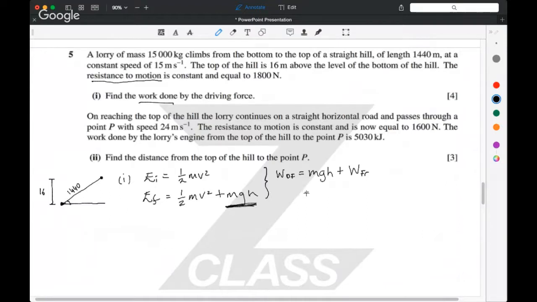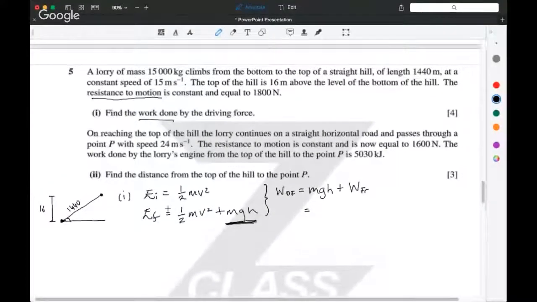Well, this is very easy. So the best thing here, when you've got questions about cars and lorries and things, often the numbers are very big. So I'm going to express everything in scientific notation. I'm going to say that this 15,000 is equal to 1.5 times 10 to the 4 kilograms. This is 1.44 times 10 to the 3 meters. And this is 1.8 times 10 to the 3 newtons.